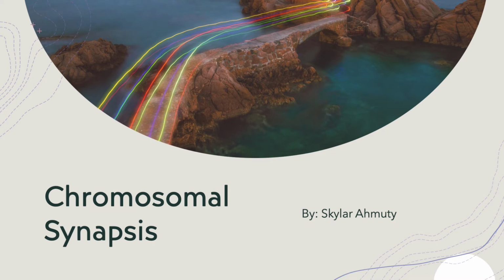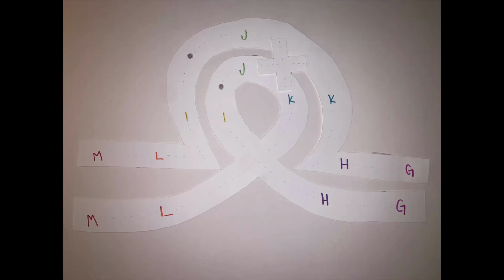My name's Skylar, and today we'll be looking at chromosomal synapsis in two different individuals. Using a racetrack as the chromosomes with colored letters representing the genes, here is individual 1. As you can see, an inversion loop is necessary for this chromosomal aberration in order to maintain gene alignment during meiosis.